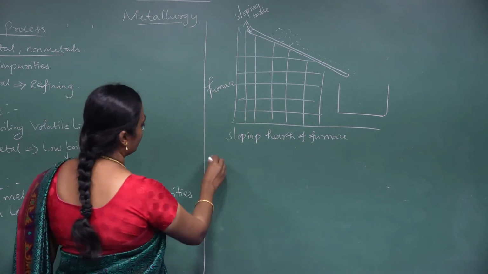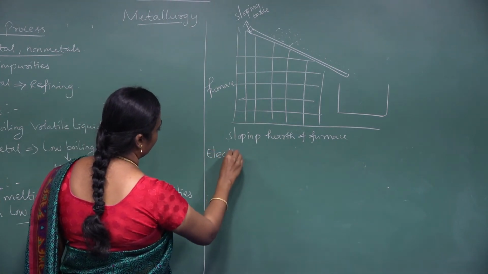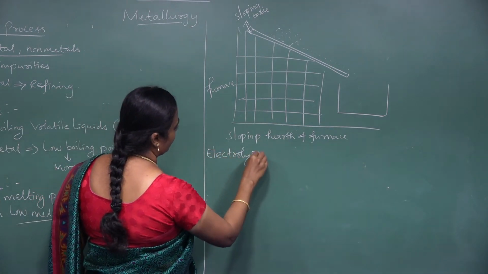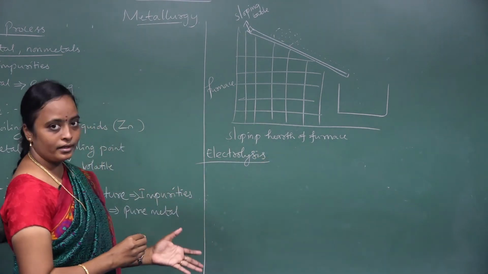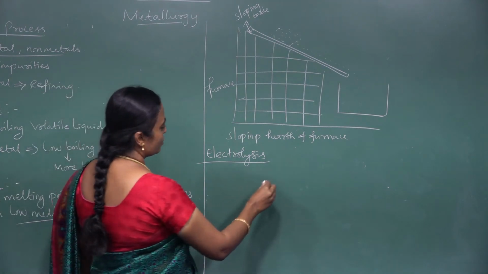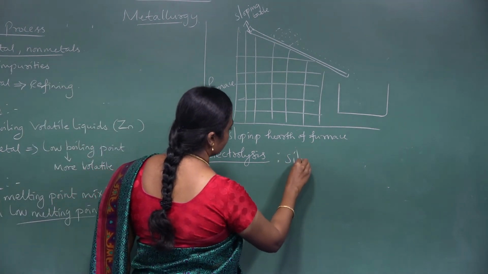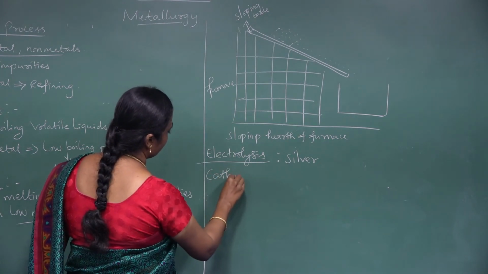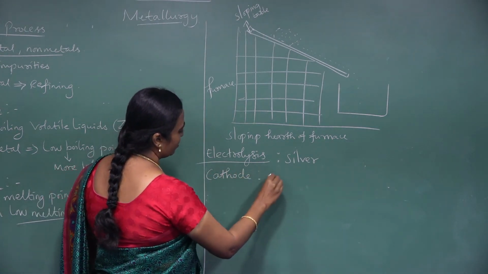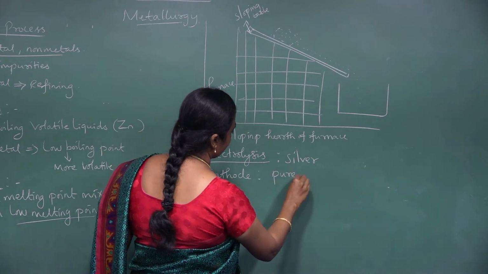And now you see about electrolysis. Usually with electrolysis we can take any metal we are going to refine. Here we can consider the silver refining process. For that you have to consider the cathode. Cathode means pure silver.